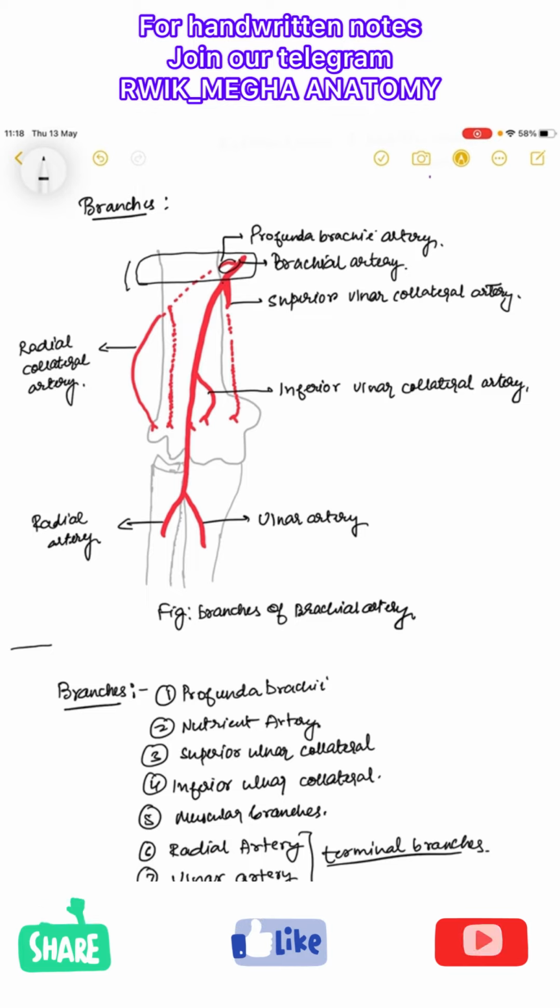Okay, this profunda brachii artery is the first branch that emerges from the proximal part of the brachial artery in the upper part of the shaft of the humerus, in the lower triangular space, right, and moves along with the radial nerve. Now let us find out the other branches. One is the superior ulnar collateral artery. Another one is the inferior ulnar collateral artery.